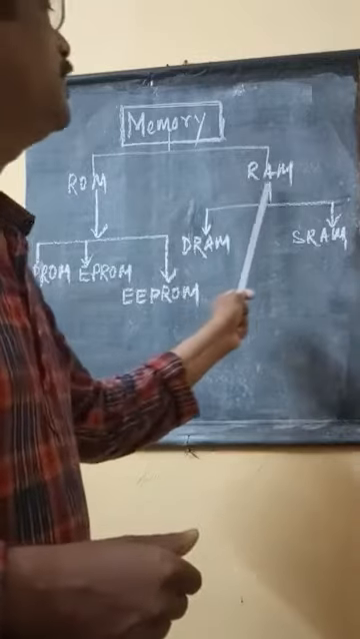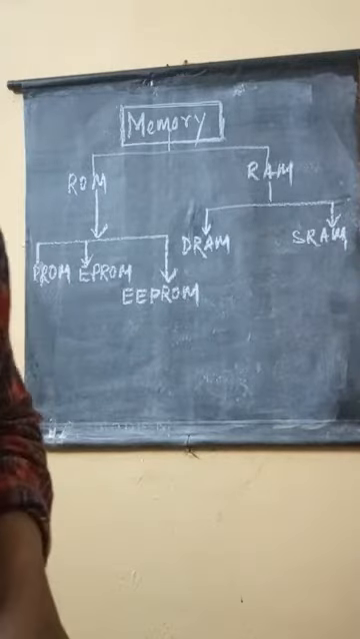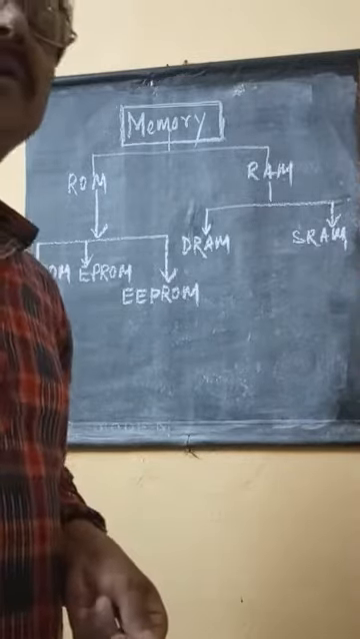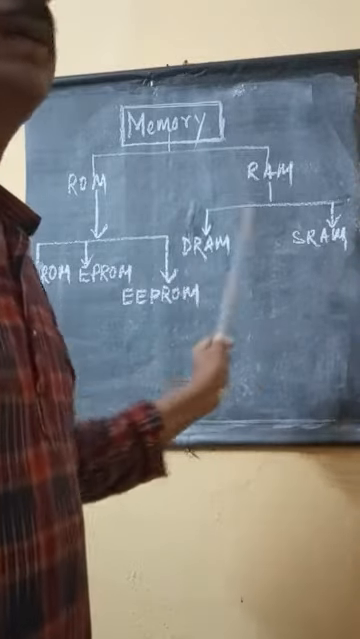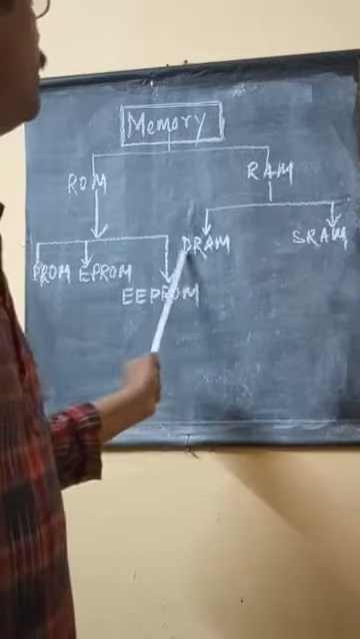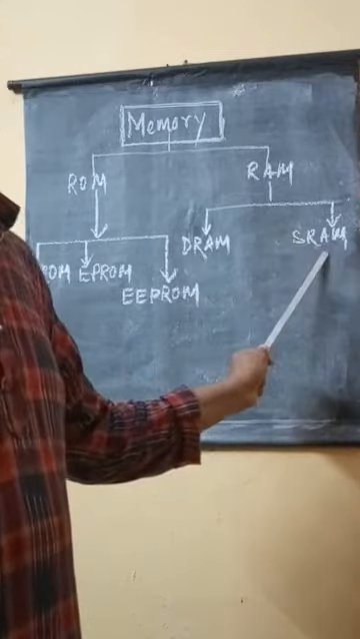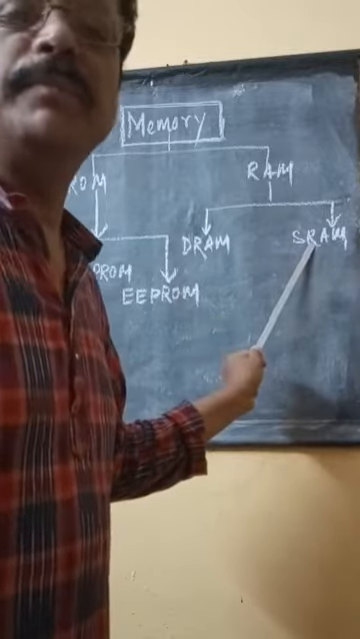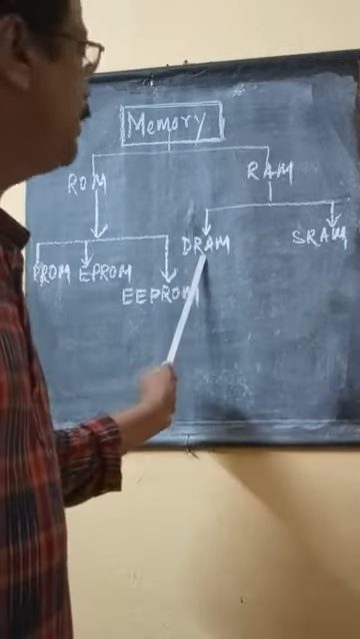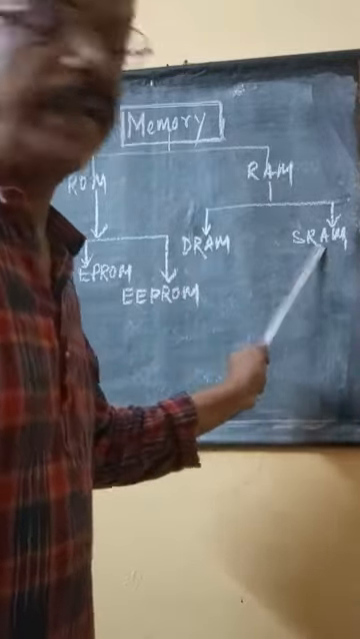First of all, we'll see the types of RAM. What are the different types of RAM? RAM is basically of two types: DRAM and SRAM, that is dynamic RAM and static RAM.